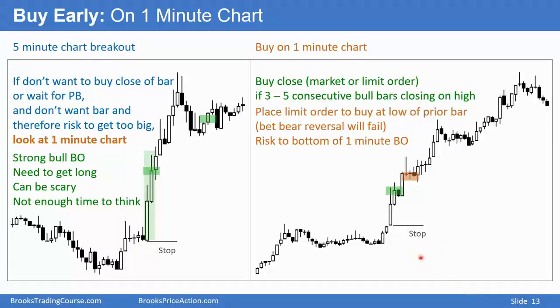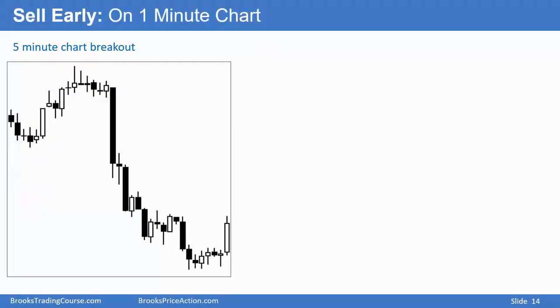The risk probably is to the bottom of this bull breakout. Realistically, most traders would put their stop down here. However, the risk is less than it is over here on the 5-minute chart. Again, you can enter early.